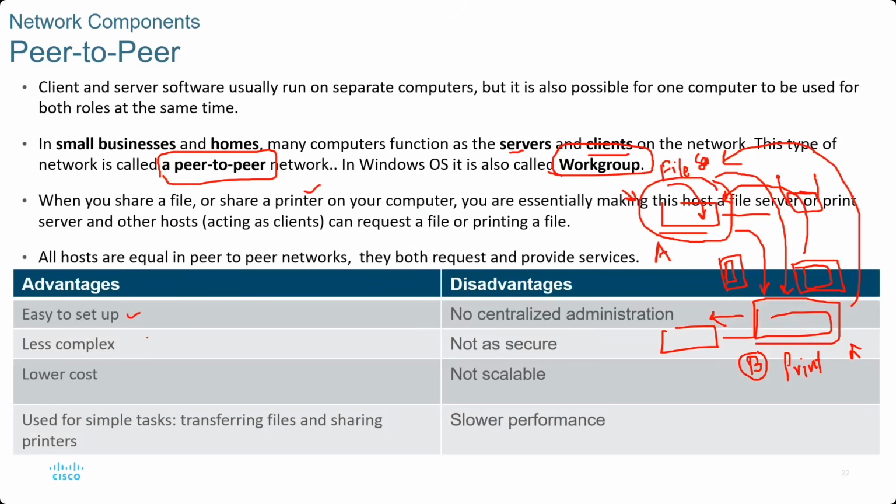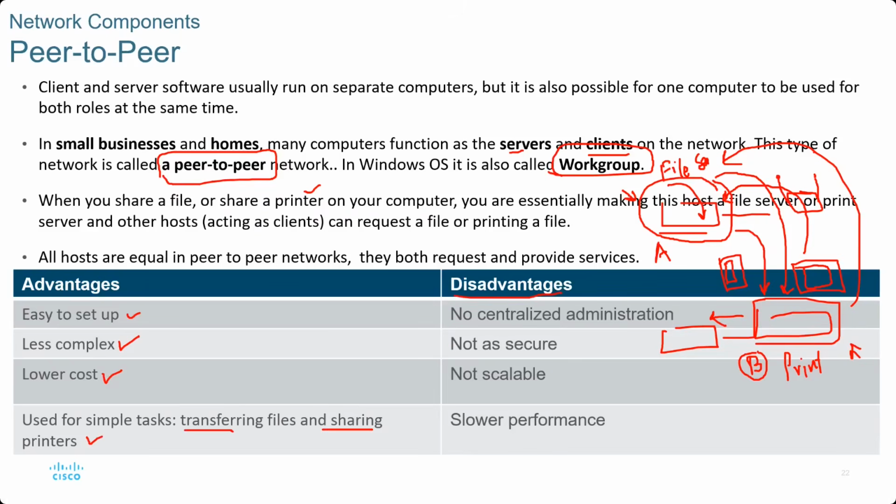It's easy to set up. You don't have to do anything special. You buy all the normal computers. They have a normal operating system. You can share files with each other. You can share printers with each other, and everyone is a peer. We call this a peer-to-peer network, and you get things done. It's less complex. You don't have to buy specialized software or do anything. Used for simple tasks like transferring files or sharing printers, but it has disadvantages.